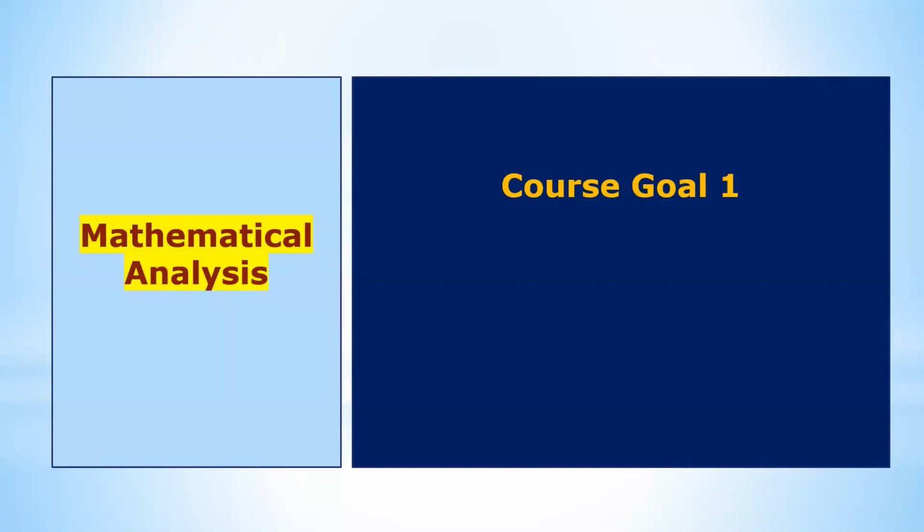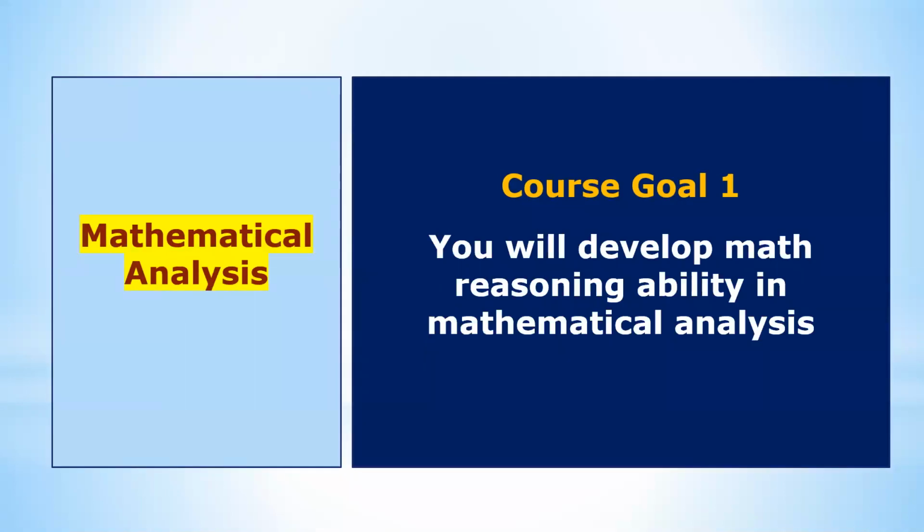Now let's look at the course goals. We have two goals in this class. Goal number 1, the most important goal, is that you will develop mathematical reasoning ability in mathematical analysis. Just like in Math 415, you began to develop some reasoning ability. In this class, you will continue to develop it, especially in mathematical analysis. Like you're building mathematical muscle, so you can mature enough to take more advanced classes. That's goal number 1.